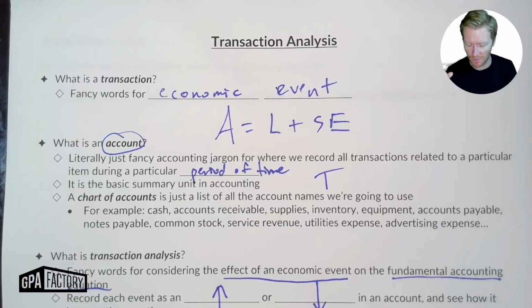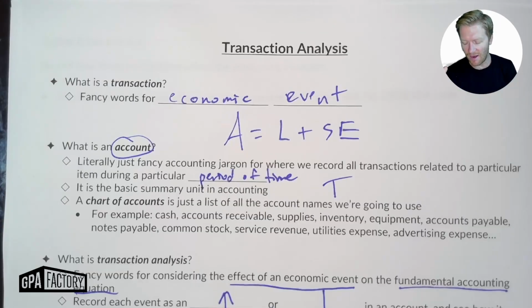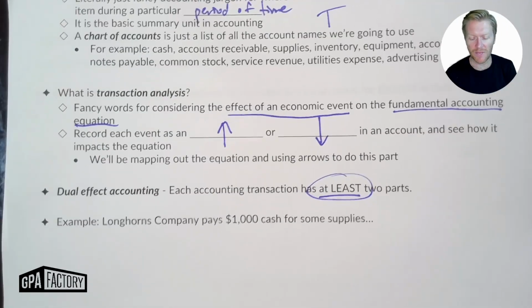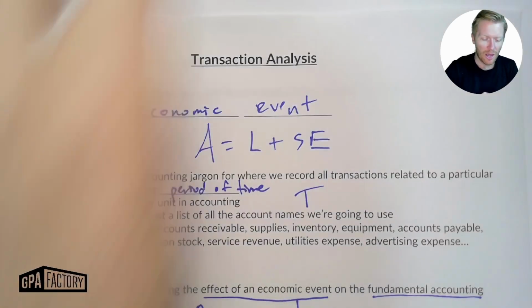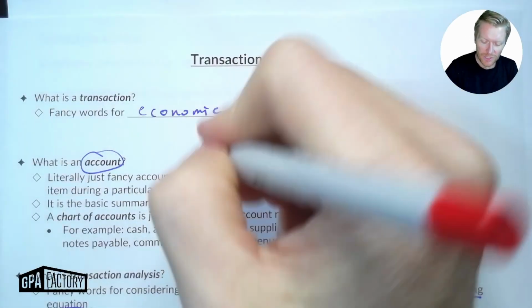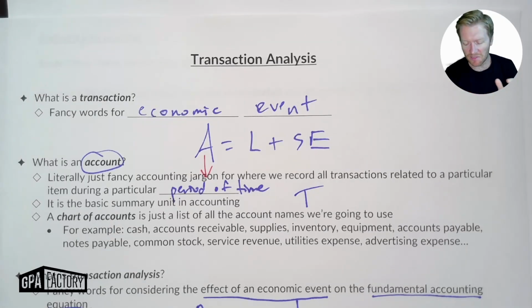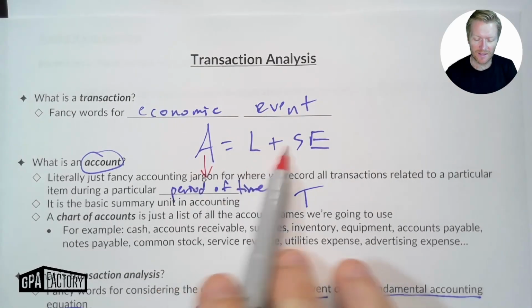Okay, stuff goes up and stuff goes down. We are going to say that our assets must always equal our liabilities and equity, but at least two things must be going on, because we can't just say, oh yeah, assets went down. That was the only thing that happened. Assets went down, nothing else happened, because then this is out of balance.